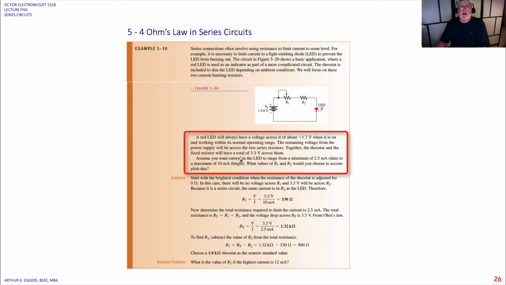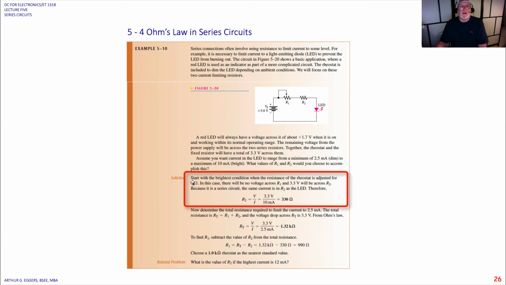Together, the rheostat and the fixed resistor then will have a total of 3.3 volts across them. So that's what's left over. Assume you want the LED to range from a minimum of 2.5 milliamps when the light is dim to a maximum of 10 milliamps bright. Okay, so we're talking about 10 thousandths of an amp. Very small current. What values of R1 and R2 would you choose to accommodate this?